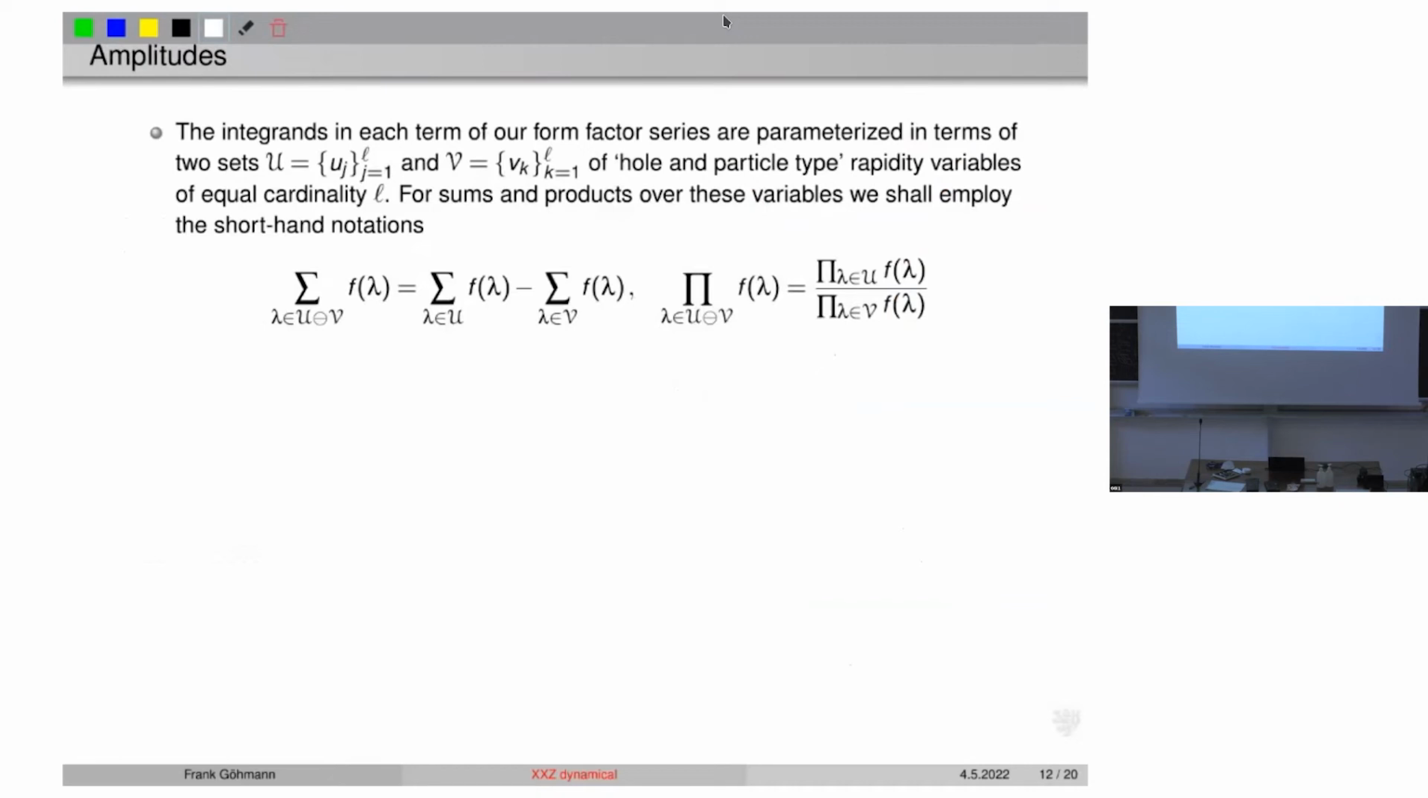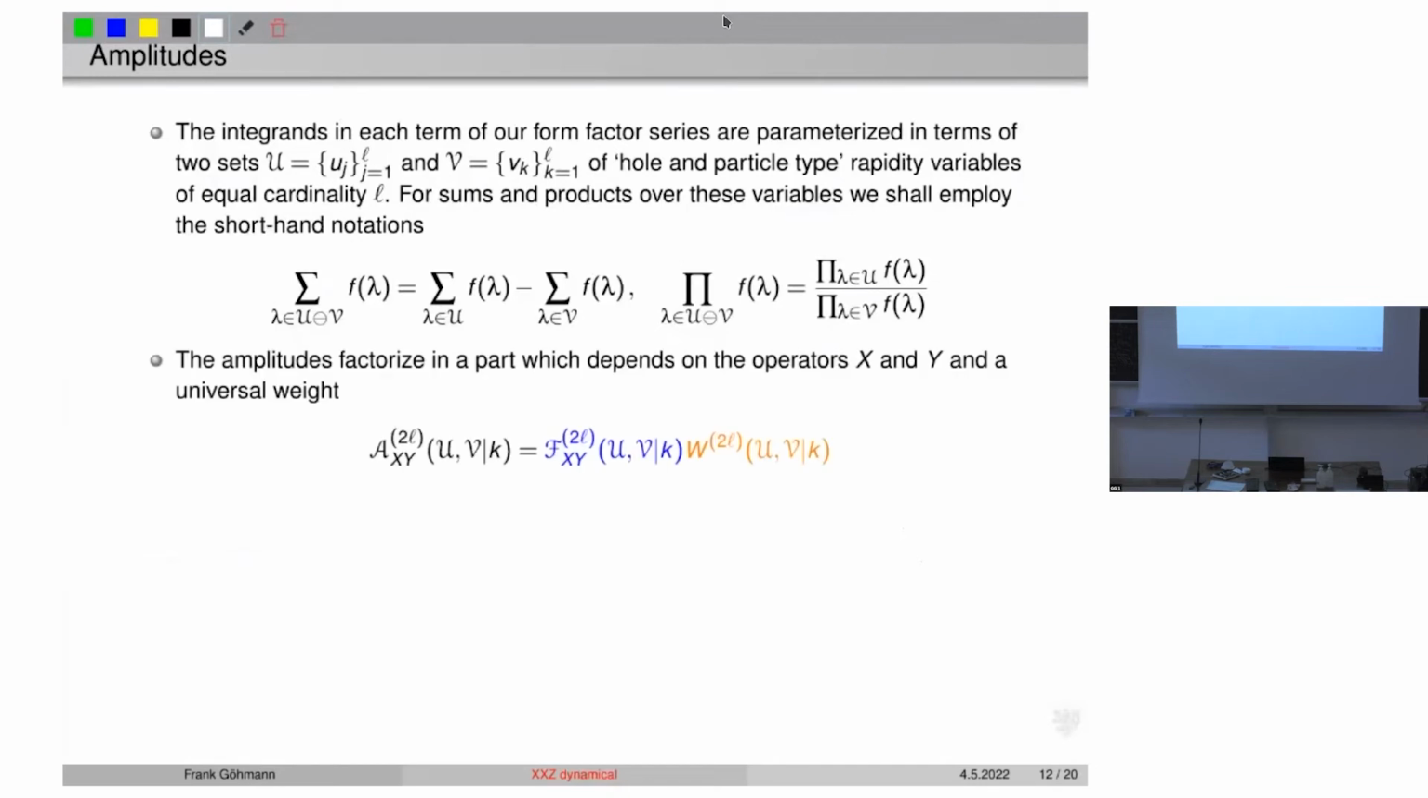Well, just some notation. So we always have sums over all particles and all holes, and they come with different signs. So we introduce this shorthand notation: lambda and u minus v means sum over all lambda and u minus sum over all lambda and v, so particles and holes. And the same for products, like for the logarithm here. Okay, this is our notation, which I have already used.